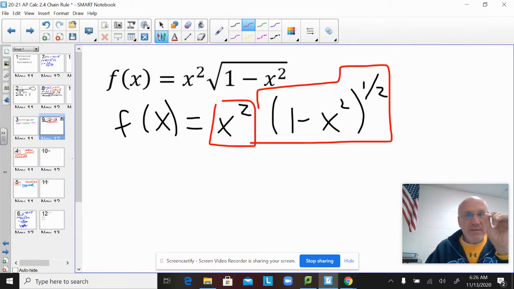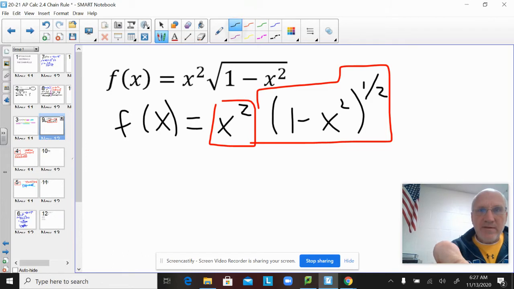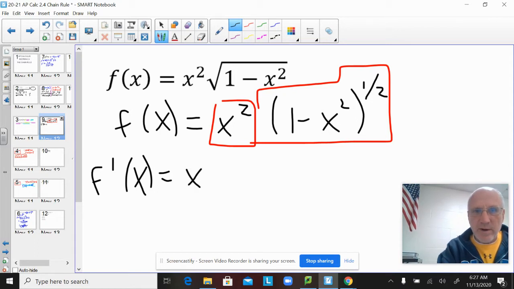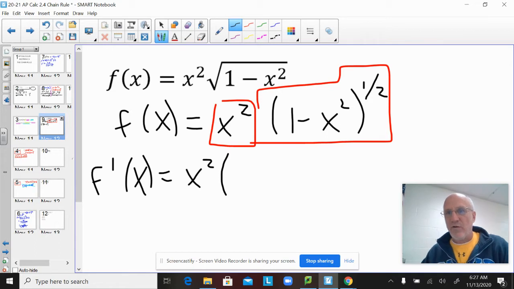So this is a product. If you start by using the chain rule, if you move that 1/2 exponent way out front, that's illegal because the whole thing is not being raised to the 1/2 power. So let's product rule this. This is going to take probably several lines here. F prime of x equals the first, which is x squared, times the derivative of the second, the derivative of 1 minus x squared to the 1/2. That's a chain rule.